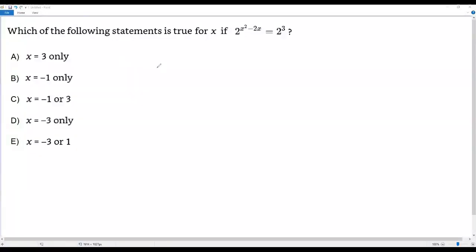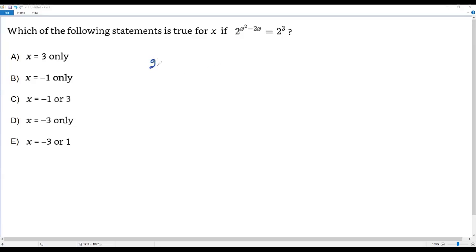Here we have an ACT math question. Okay, let's go with the information. Which of the following statements is true for x if 2 to the power x squared minus 2x equals 2 to the third power? Here we have 5 statements and we have to find the one which is true for x if these two quantities are equal. In simple words, we have to solve this exponential equation for x.